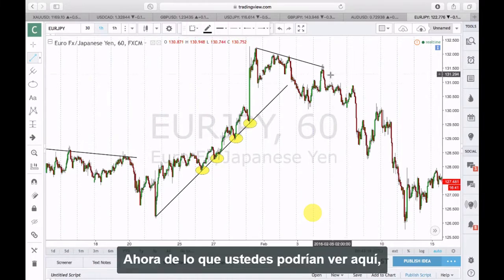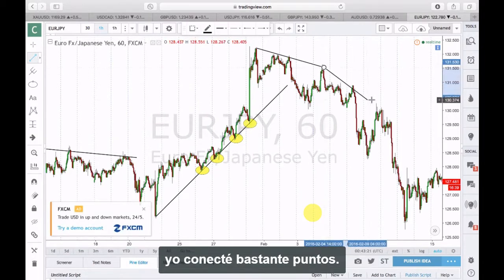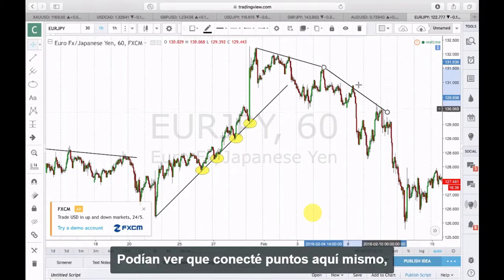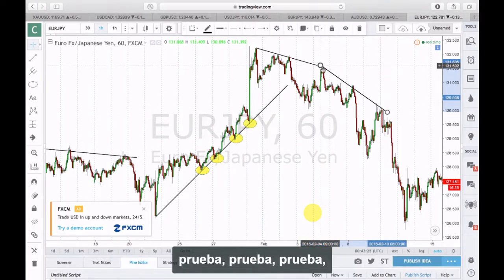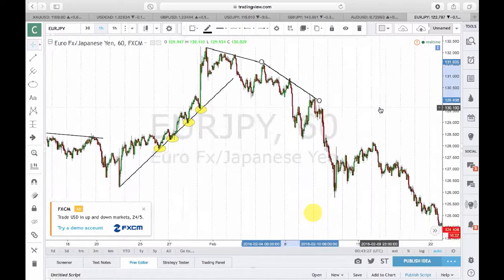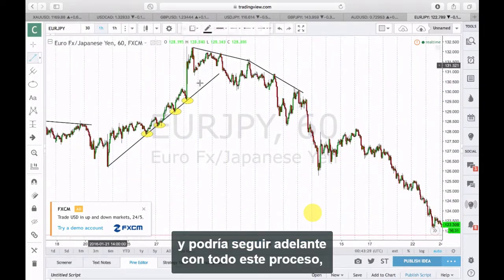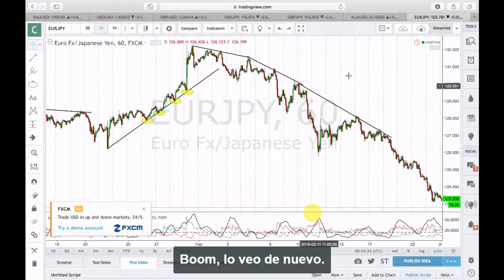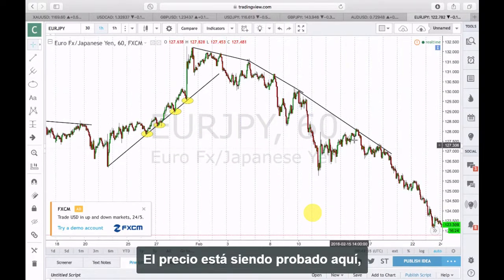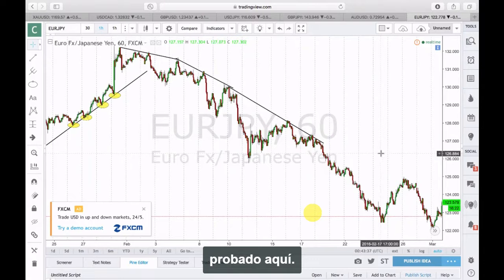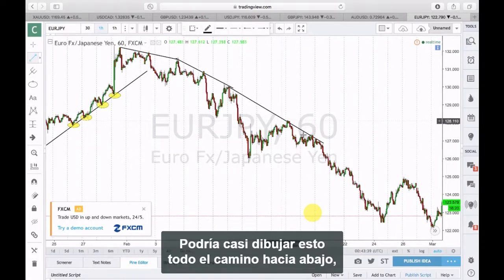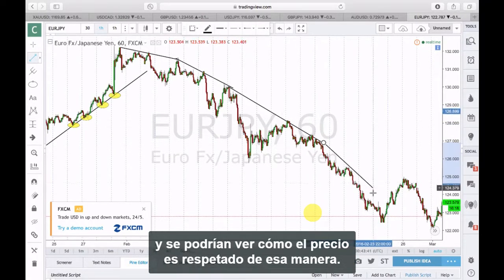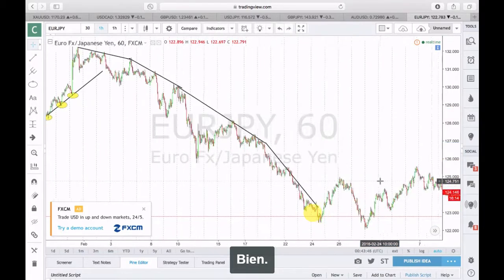Okay. Now, from what you guys can see here, I pretty much connect the dots. I connect the dots right here. Test, test, test. And I could just keep going along with this whole process. And you could watch it. Boom. I see it again. Price is testing here, testing here, testing here. I could just draw this all the way down, and you can see how price is respecting in that manner. Okay?